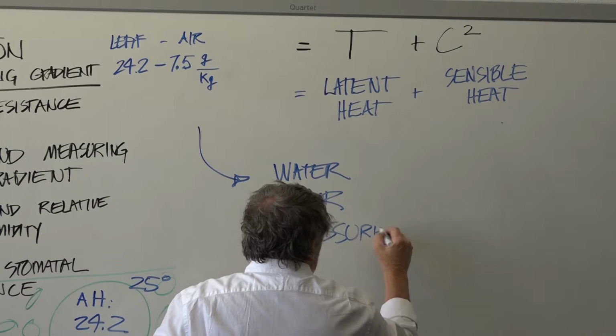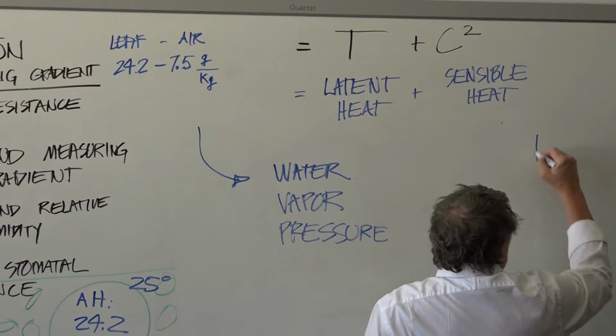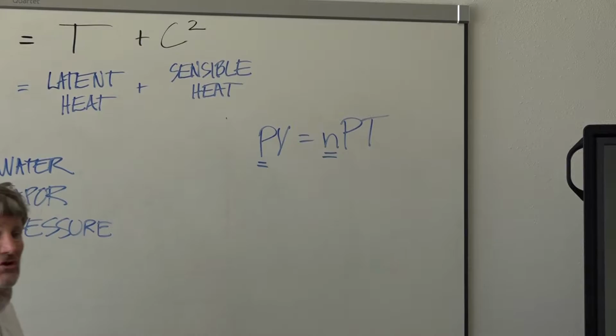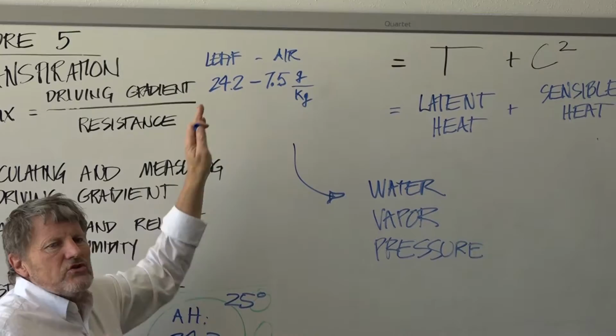And the amount of water in the air creates a vapor pressure. We know that from PV, from beginning chemistry. If we know the number of molecules in the air, it's directly proportional to the pressure of those molecules in the air. So when you see people talking about humidity, you do not hear them talking about grams per kilogram in the air. We talk about vapor pressure of the water in the air.